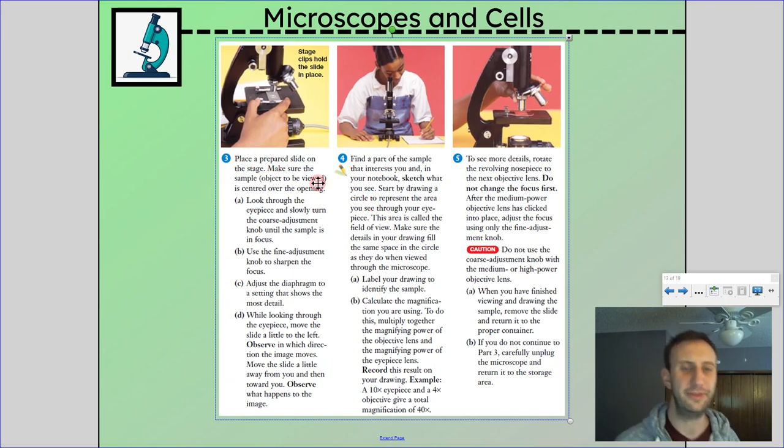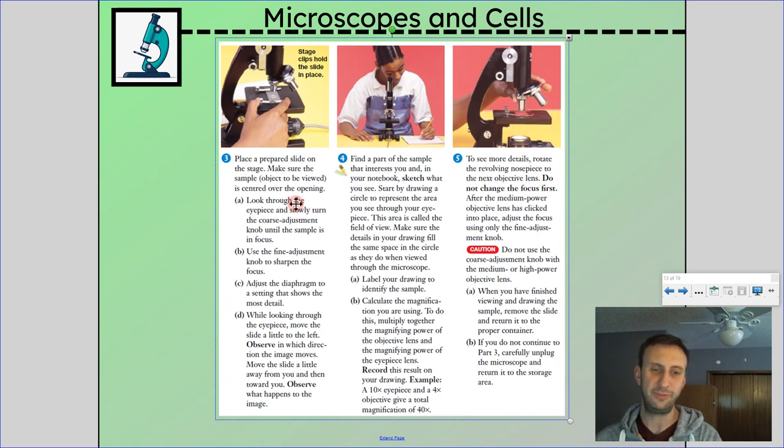Place a prepared slide on the stage. Make sure the sample object to be viewed is centered over the opening. Look through the eyepiece and slowly turn the coarse adjustment knob until the sample is in focus. Use the fine adjustment knob to sharpen the focus. Adjust the diaphragm to a setting that shows the most detail.